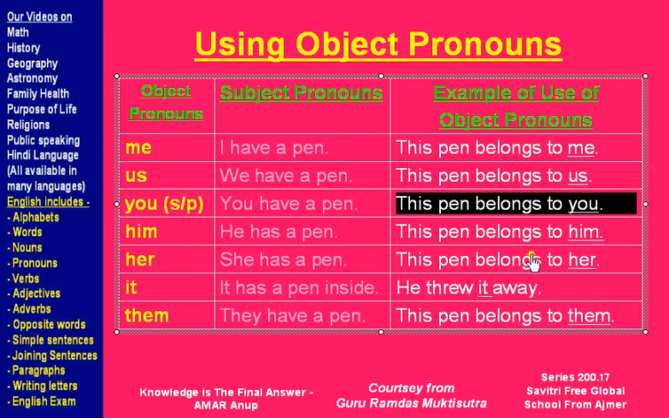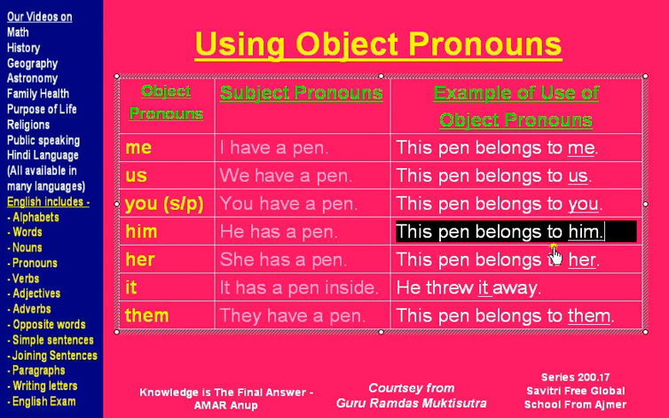Next example, this pen belongs to you. Again, this pen is the subject, belongs is the verb, and to you is the object, and so you is an object pronoun. Compare this to "you have a pen." Here you is the subject and here you is the object. So this is an object pronoun.